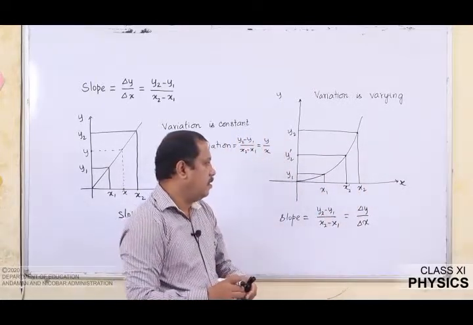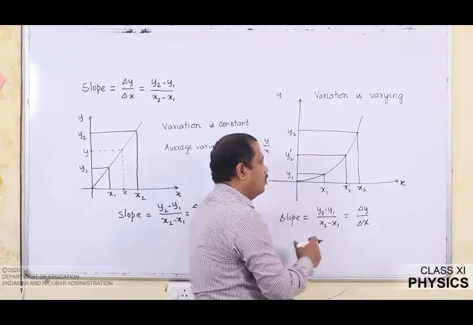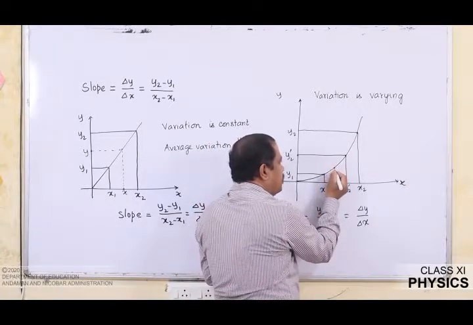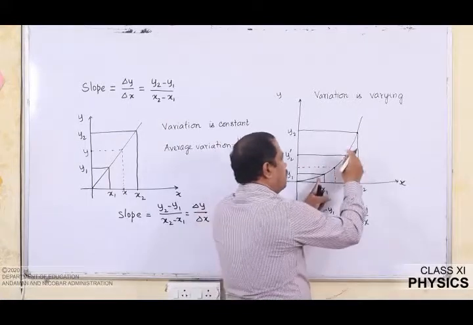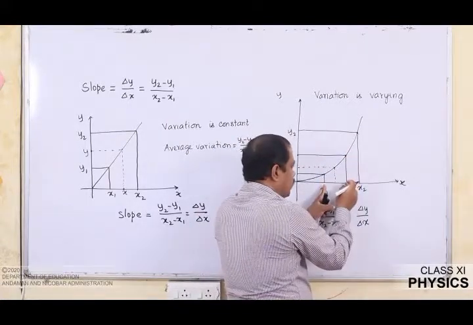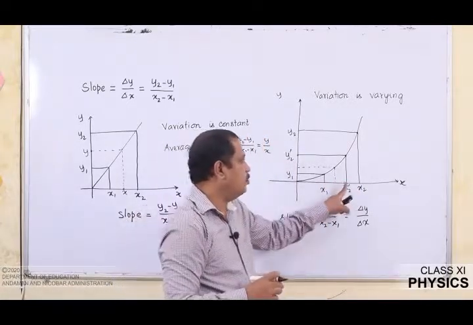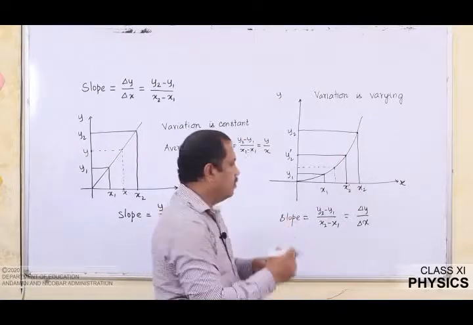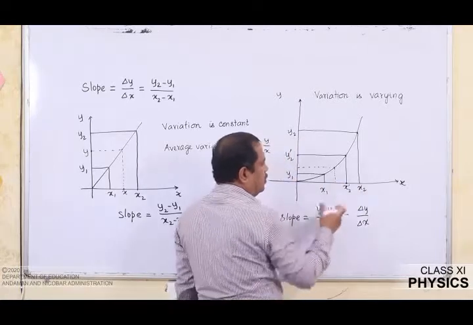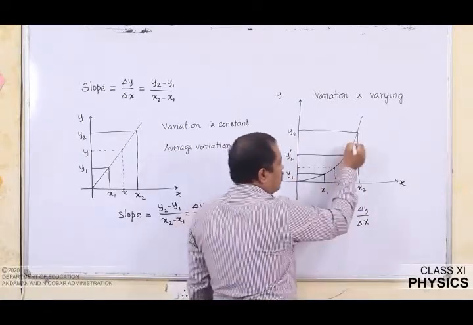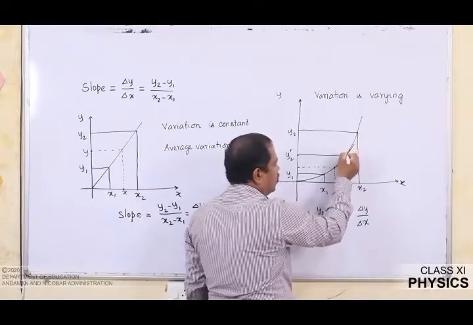For that, I require two values to calculate slope, y2 and y1. So, if I want to calculate the slope at any particular point, I will have to bring the values of x1 and x2 as close as possible, else I will not be able to calculate the slope. As x1 and x2 get closer, the slope becomes closer to the slope of the tangent drawn at this point.